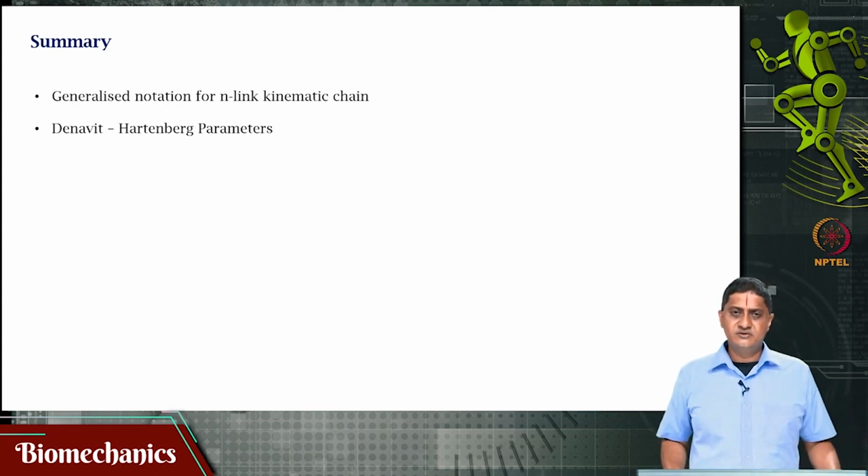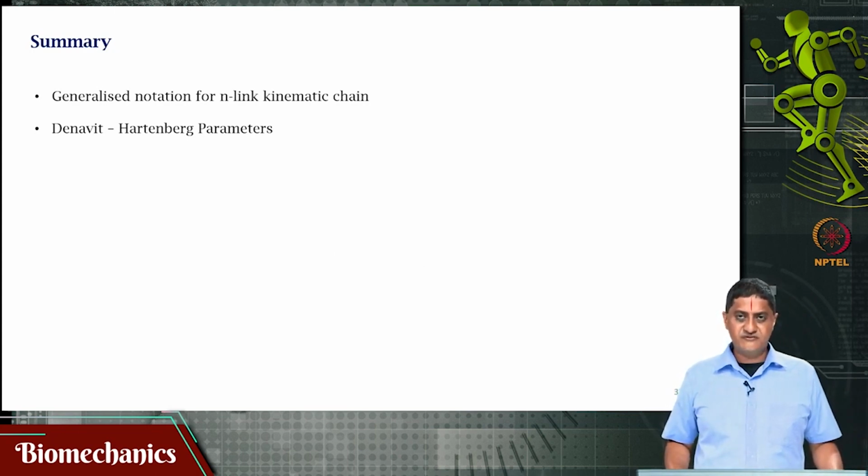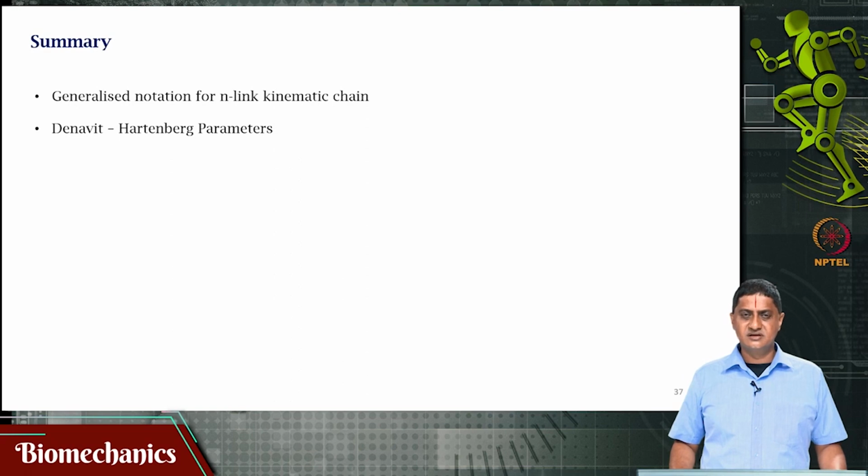So in this video, we saw a generalized notation for studying an n-link serial kinematic chain and the Denavit-Hartenberg convention, or the Denavit-Hartenberg parameters, for defining and understanding the endpoint coordinates, or in the forward kinematics case, for describing a transformation matrix.